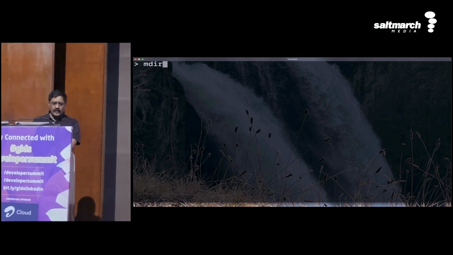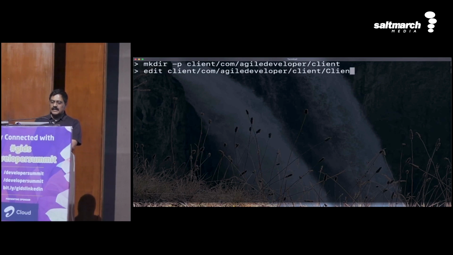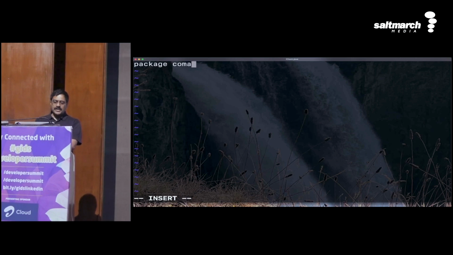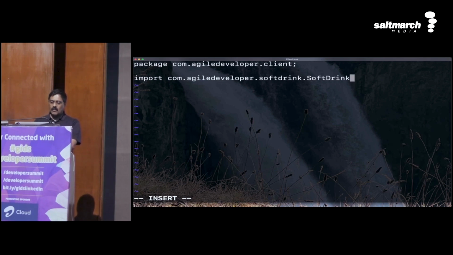So let's make a directory right now. I'm using everything on the command line, very fundamentally. Nothing is hidden behind my sleeves, so you have full clarity on what I do. I'm going to say client/com/agiledeveloper/client, and this is the client. Let's create Client.java. The package is com.agiledeveloper.client. And what am I going to say? Import. And what am I going to import? I'm going to import com.agiledeveloper.softdrink.SoftDrink, because I want to bring in the SoftDrink. Our class that we're going to create right here is going to be the Client class.